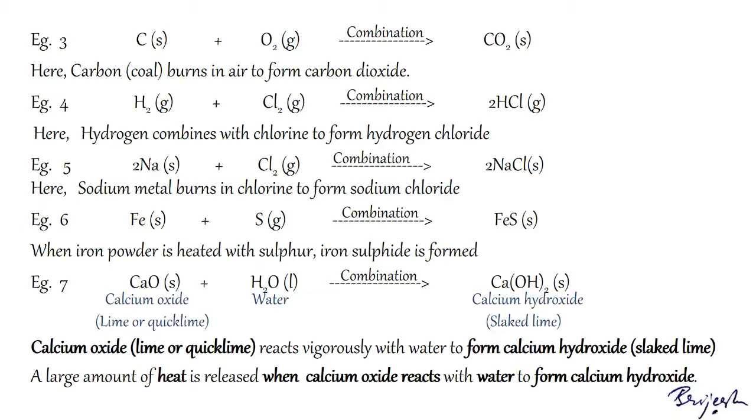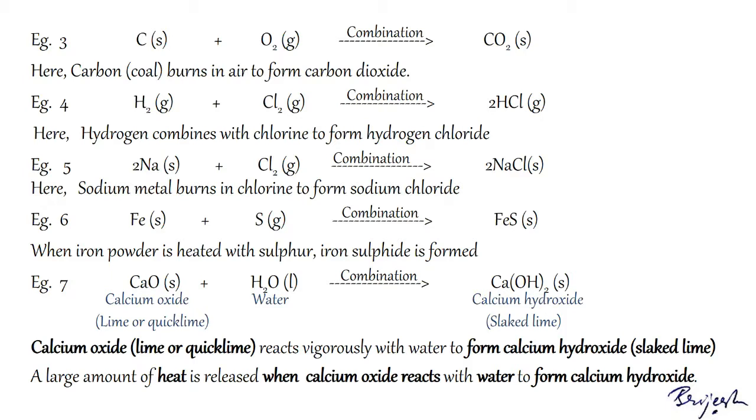Next example, when iron powder is heated with sulphur, iron sulphide is formed. In this reaction, two elements, iron and sulphur, are reacting together to form iron sulphide, and it is a combination reaction. The next example is formation of calcium hydroxide from calcium oxide.